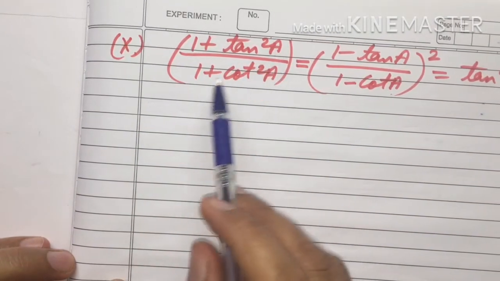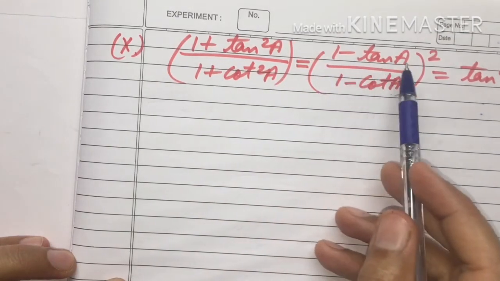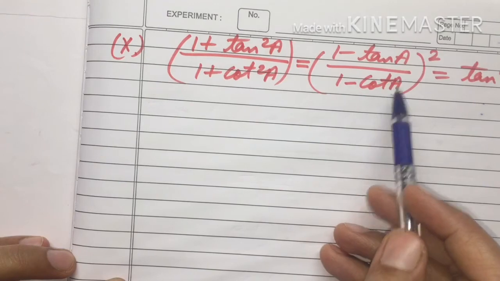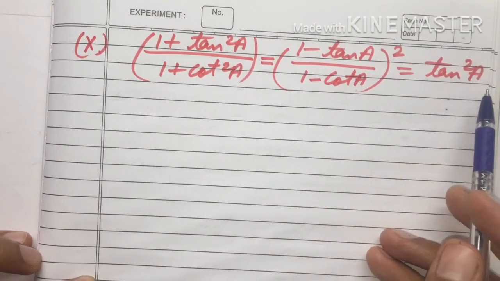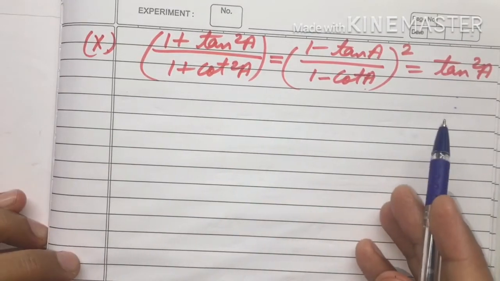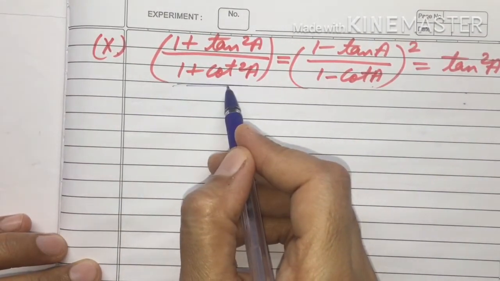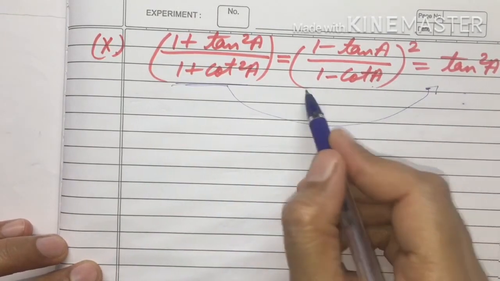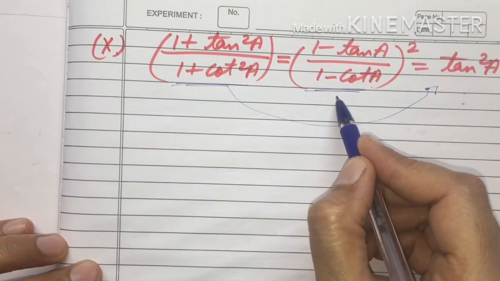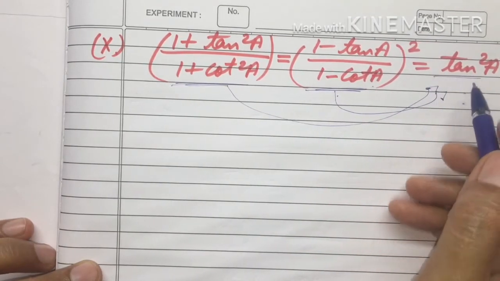Last part, 10th part of exercise 8.4, question number 5. 1 plus tan square A upon 1 plus cot square A is equal to (1 minus tan A upon 1 minus cot A) whole square is equal to tan square A. So three sides are there. So what we will do in this question, first we will take this left side and we will prove this is equal to this side, and then we will take this middle term, and we will prove this is equal to tan square A.